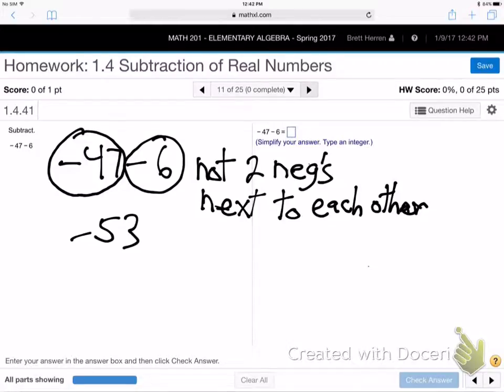So again, notice I did not look. The mistake people make is they right away say, well, I've got to subtract though. So is everybody hearing me on that? Don't think add and subtract first. First, identify the signs, loss of 47, loss of 6, and you'll know right away. You'll know right away what that means.